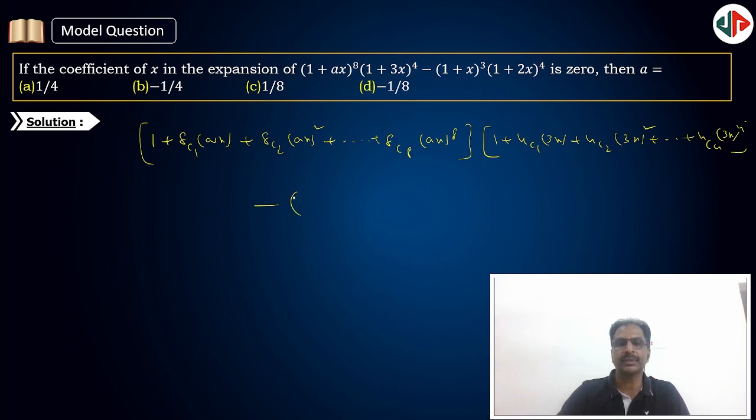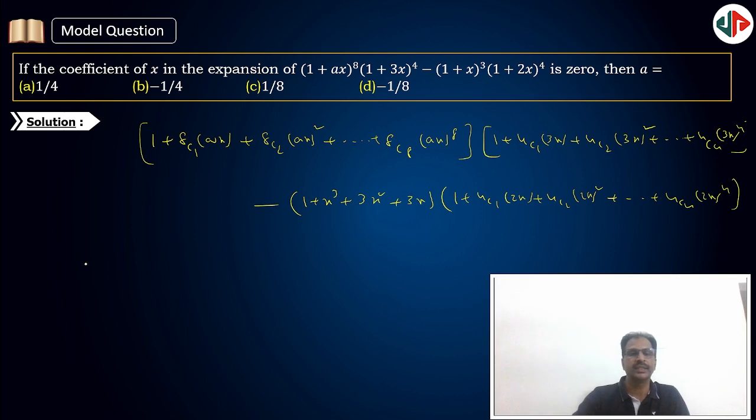Minus, what is (1 plus x) whole cube expansion? 1 plus x cube plus 3x square plus 3x into 1 plus 4c1 into 2x, 4c2 into (2x) whole square, 4c4, (2x) whole power 4. So I wrote all the expansions. In this, coefficient of x is 0 given.